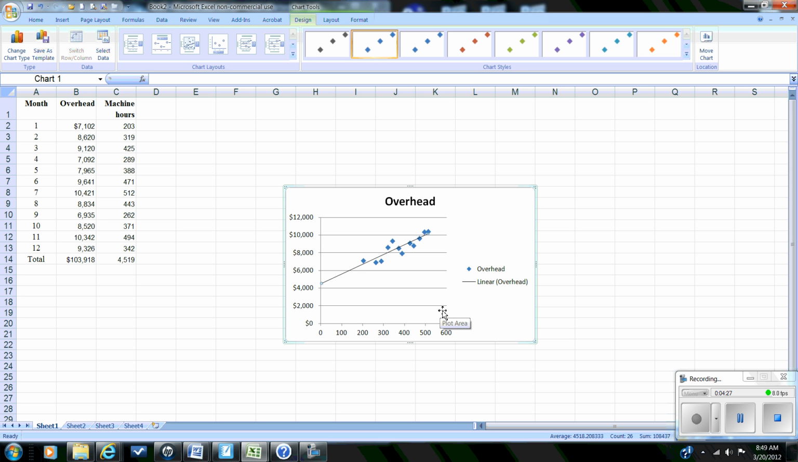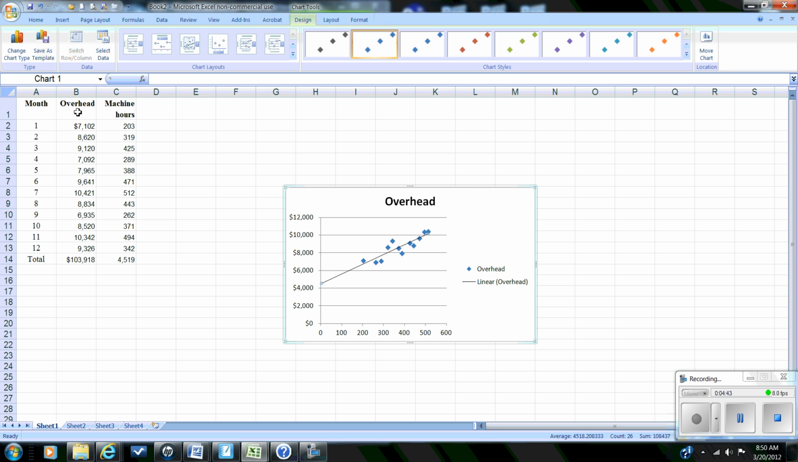We have none of them down way below or way above. If we did, these would be called outliers. All right, so we see that our data is valid. Now we can go over and do our high-low method.